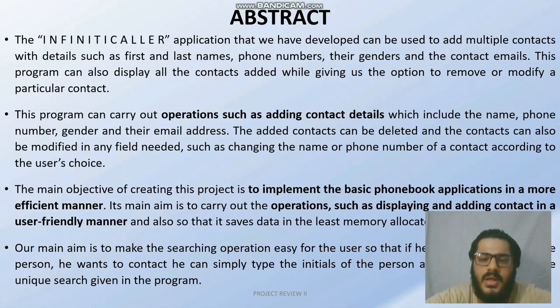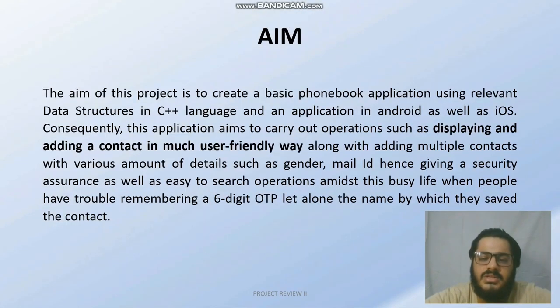Its main aim is to carry out operations such as displaying or adding contacts in a user-friendly manner. Also, it saves data and allocates the least memory. The main aim is displaying and adding contacts in a much more user-friendly way, along with adding multiple details such as gender and mail ID, hence giving security assurance as well as search operations.